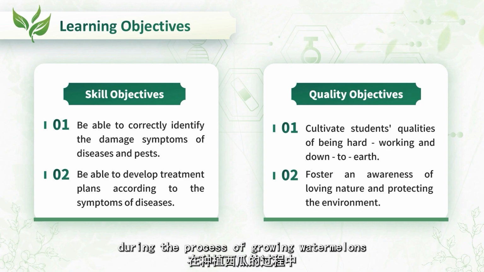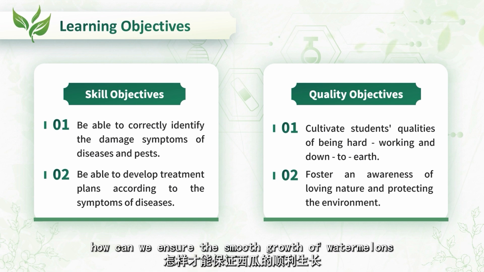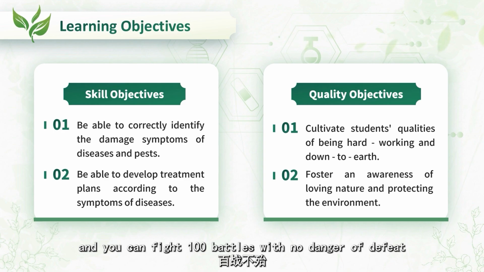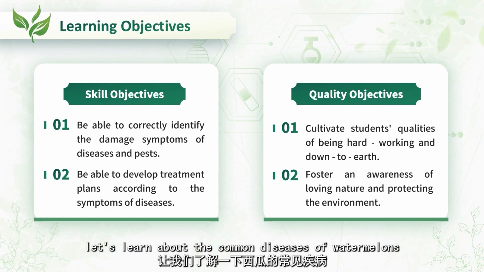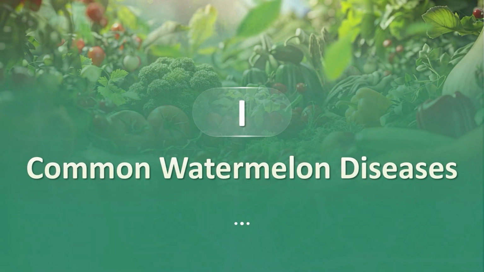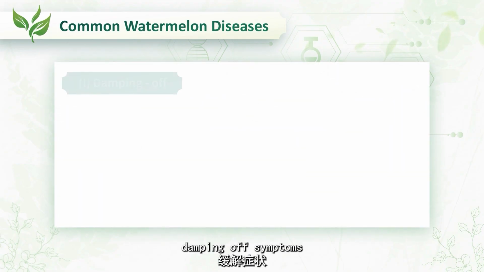During the process of growing watermelons, there are often some diseases and pests. How can we ensure the smooth growth of watermelons? As the saying goes, know thy enemy and know yourself, and you can fight 100 battles with no danger of defeat. Next, let's learn about the common diseases of watermelons. Common watermelon diseases. 1. Damping off symptoms.